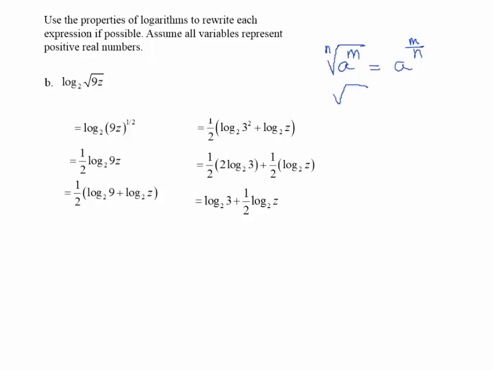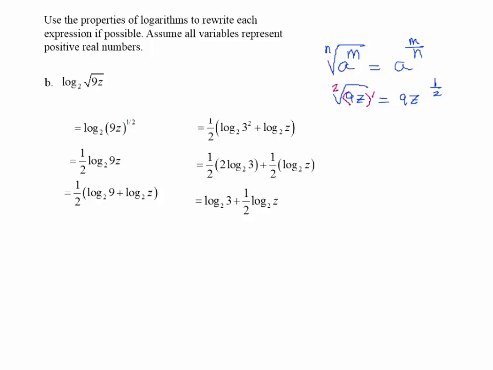So in this case, the square root of 9z is the same as 9z to the power of 1/2, because the exponent here is 1, so this whole thing is to the power of 1, and this is the second root. So we're going to write the square root of 9z as 9z to the power of 1/2.